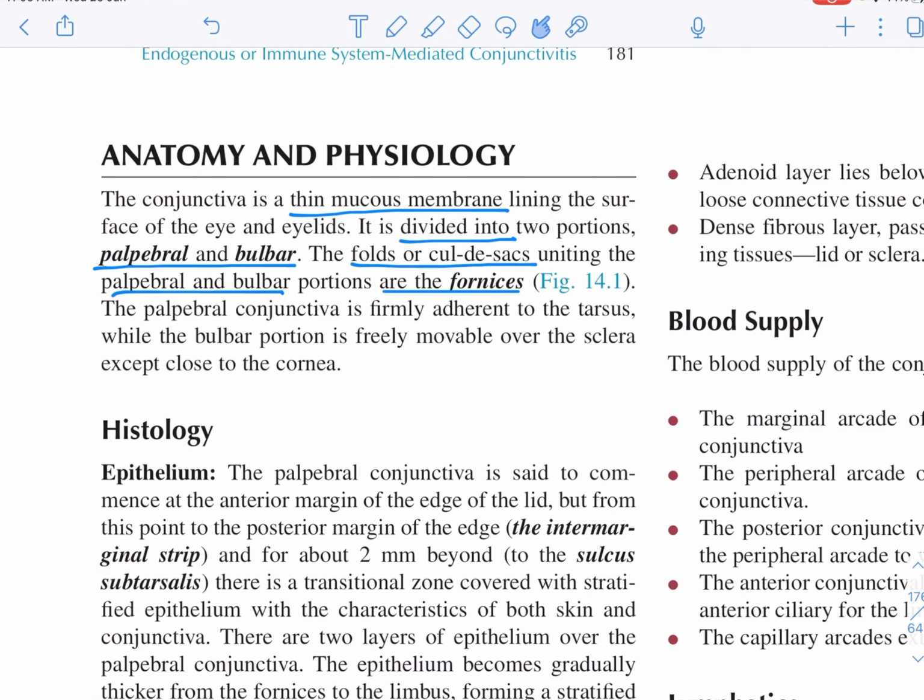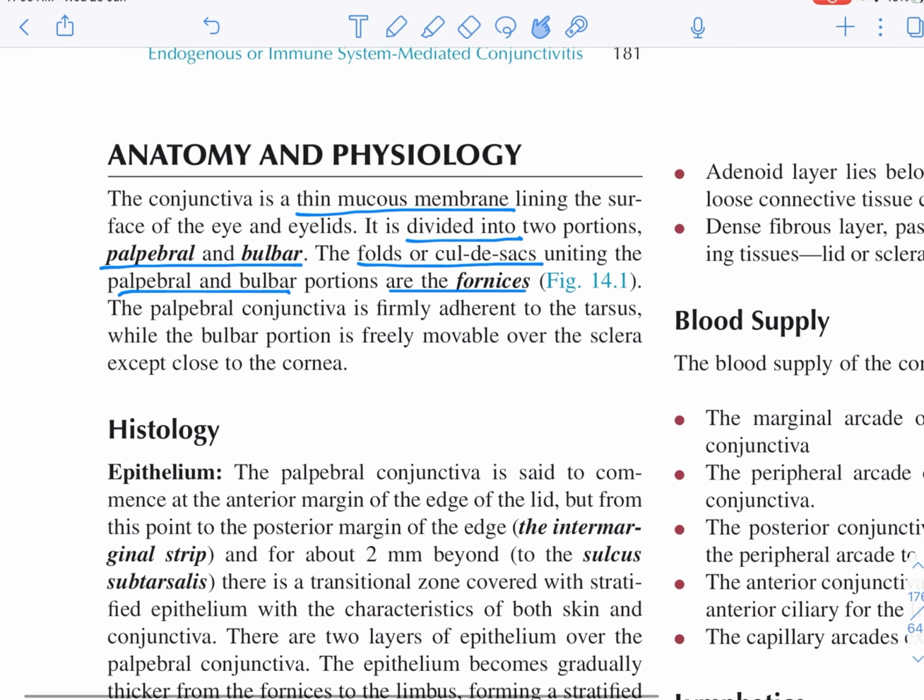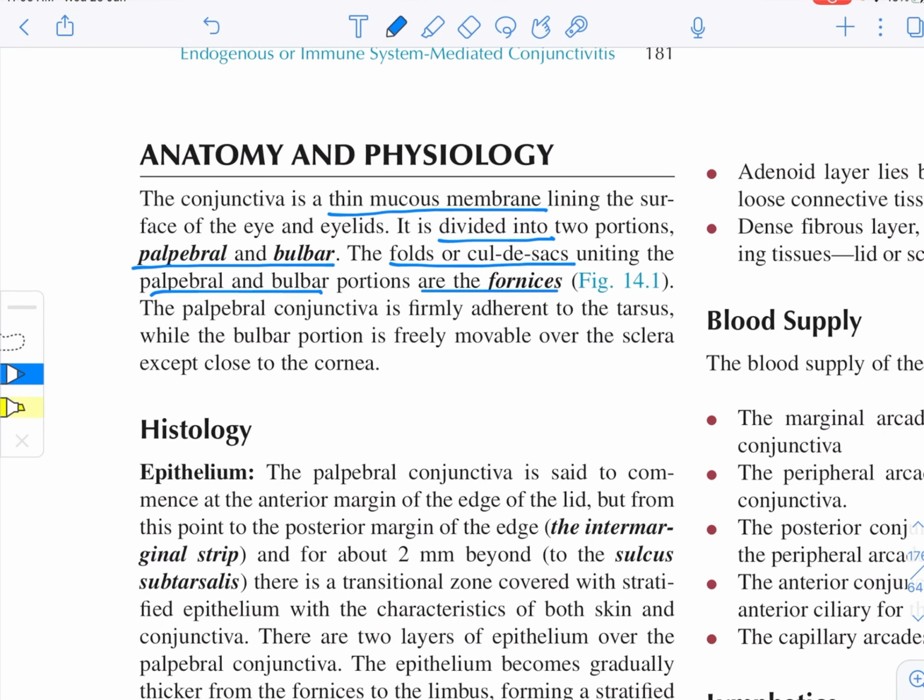So basically here we remember that there are two parts, palpebral and bulbar. You can also say that the fornicial conjunctiva is there, which is the uniting part. The palpebral conjunctiva is firmly adherent to the tarsus, while the bulbar portion is freely movable, except close to the cornea, where it is attached to the cornea at the limbus.